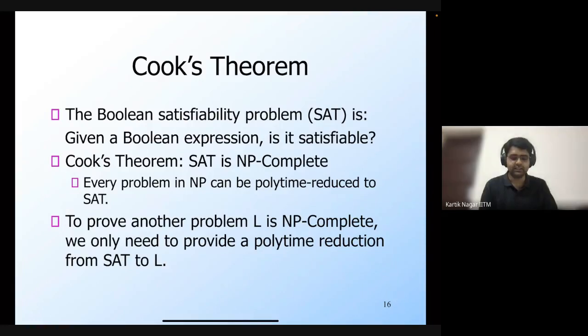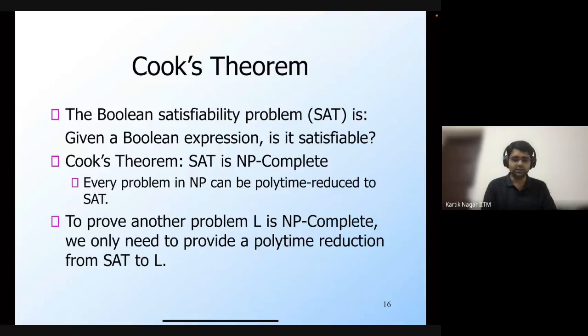And Cook showed that this problem is NP complete, which means that every problem in NP can be polytime reduced to SAT. So there is a proof for this, that if you take any arbitrary problem in NP, then it can be polytime reduced to SAT. Which means that if we can find a deterministic polynomial time algorithm for SAT, then P is equal to NP.